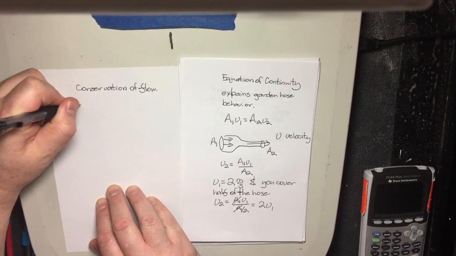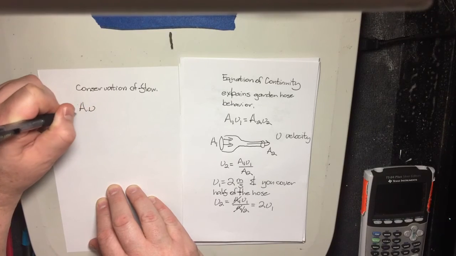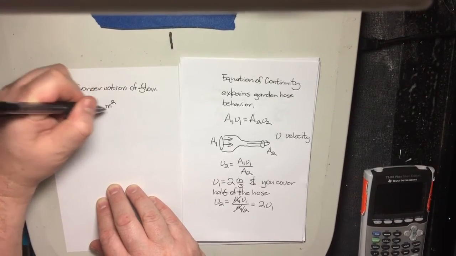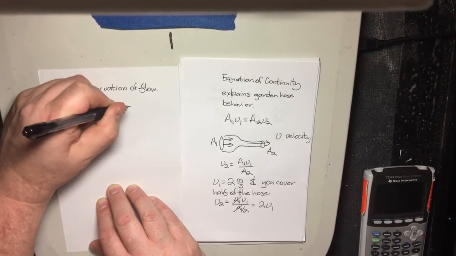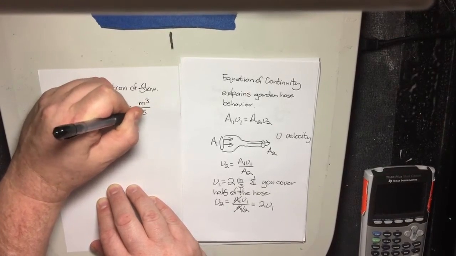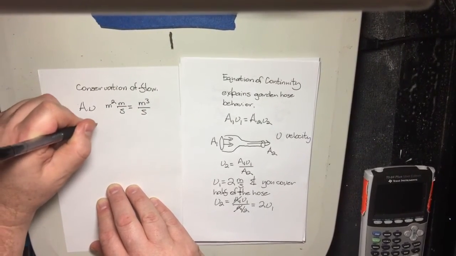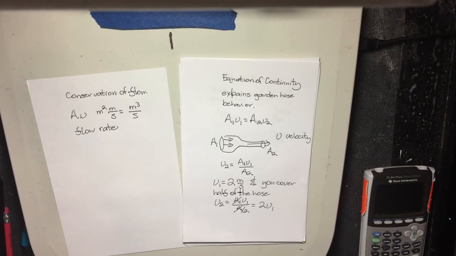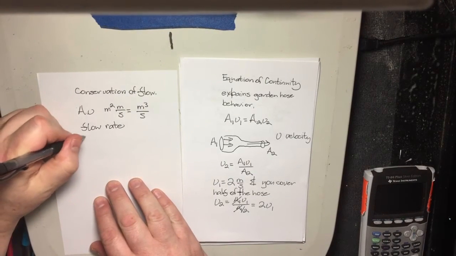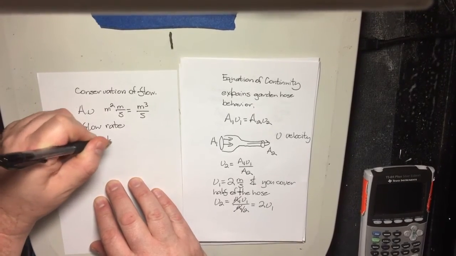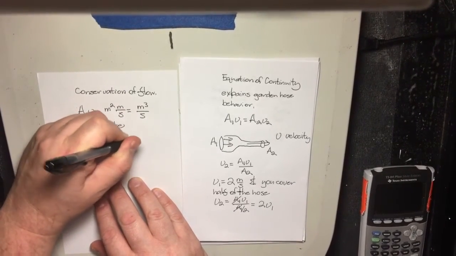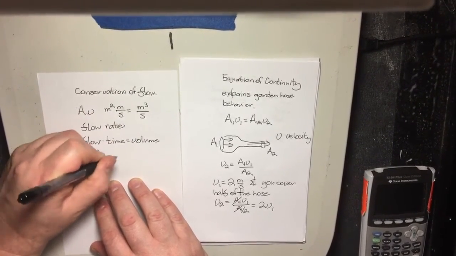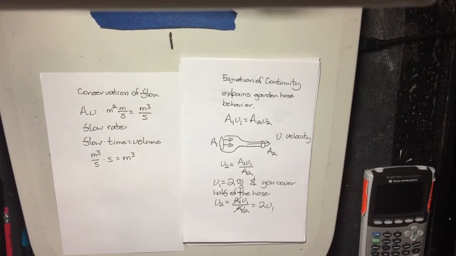Also, area times velocity. Area is meters squared. Velocity is meters per second. So that's cubic meters per second. And so sometimes this is called the flow rate. It lets you know the volume that's coming out of the pipe every second. So flow times time is volume. Flow is in meters cubed per second. Time is in seconds. That leaves you with meters cubed.